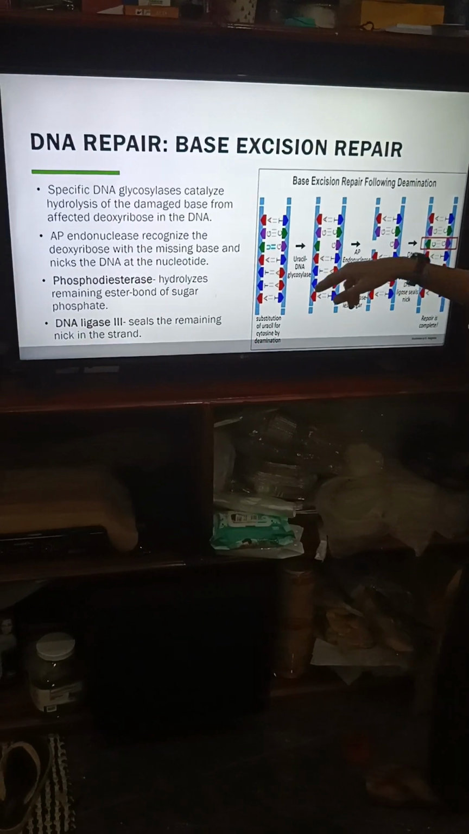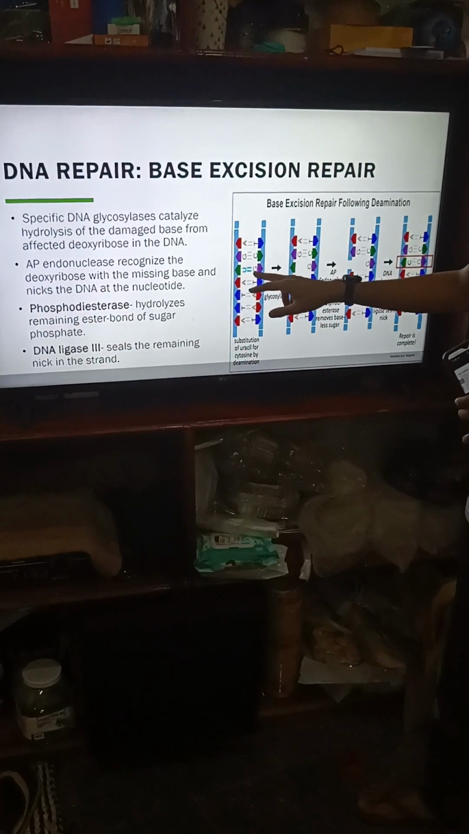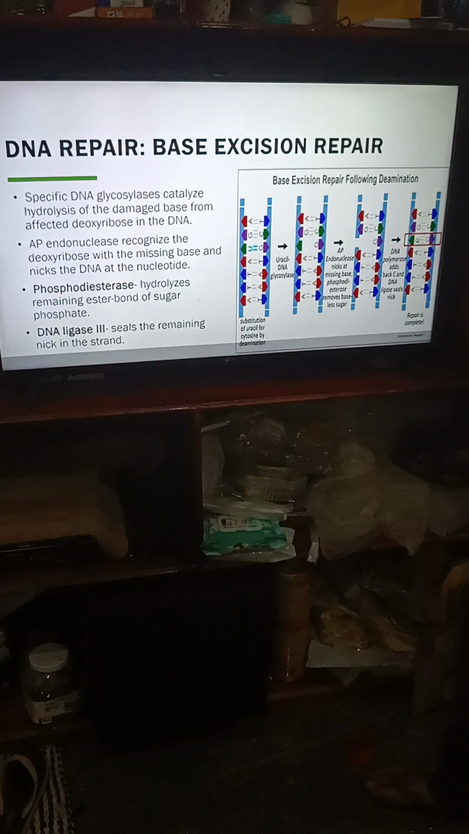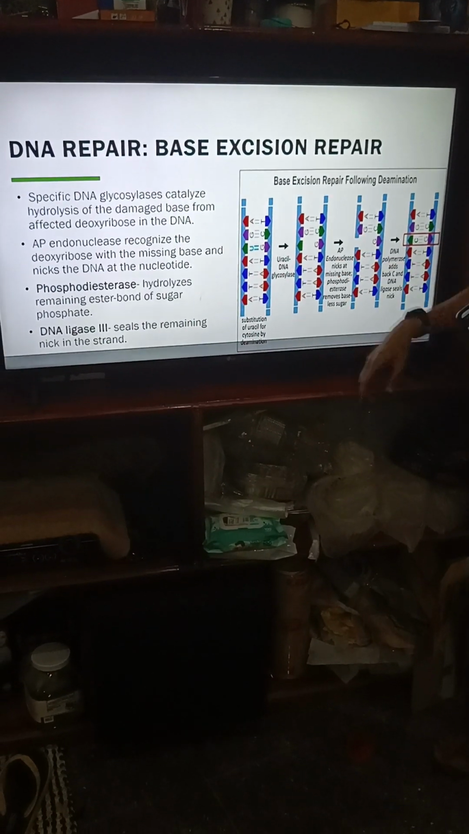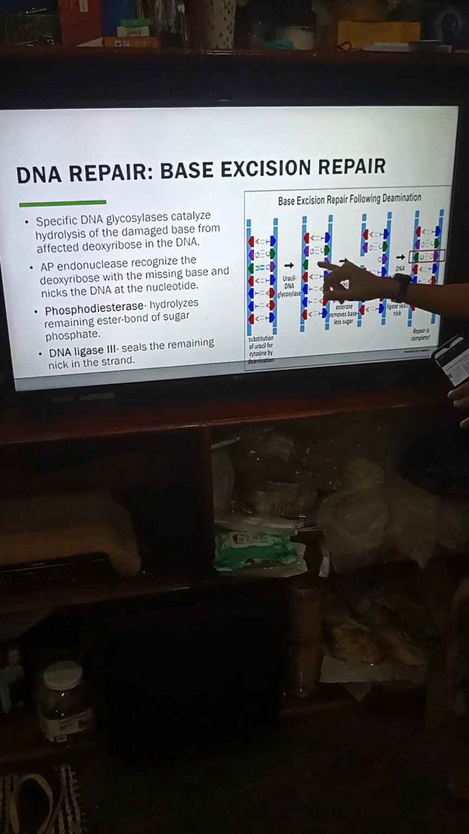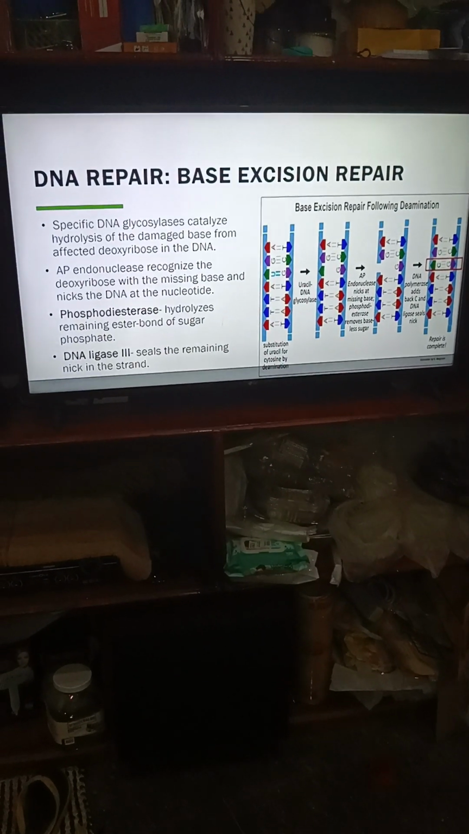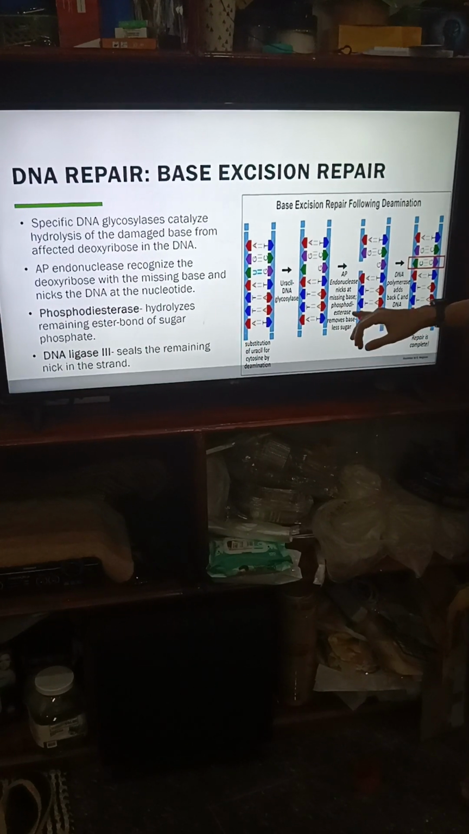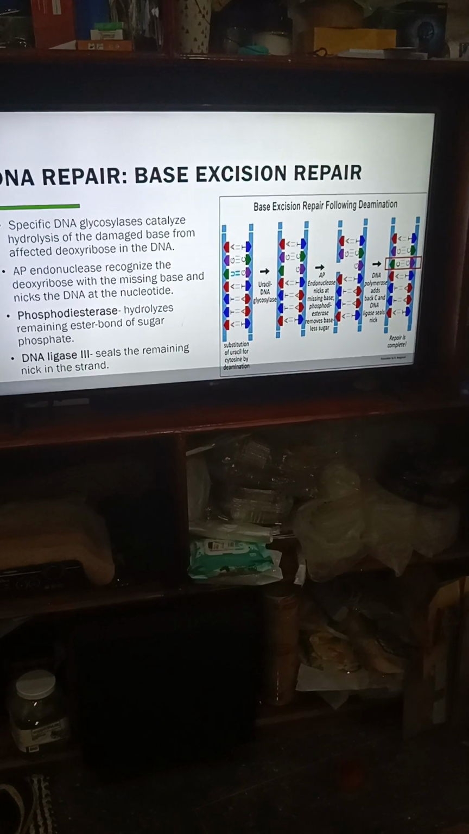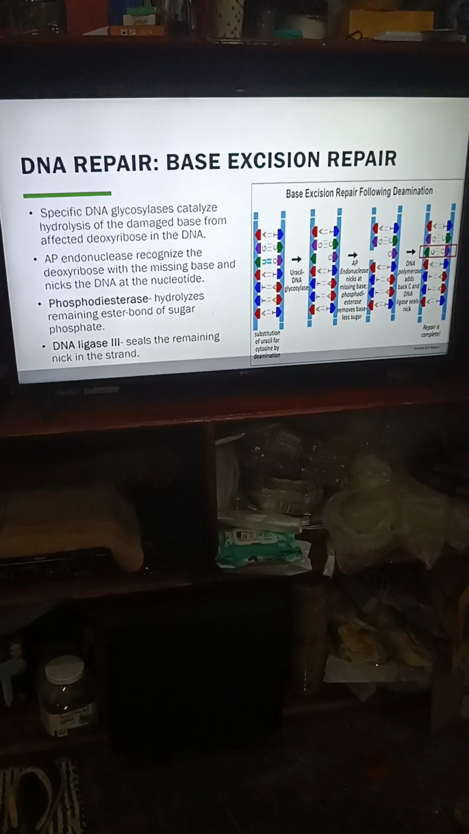So there is a base loss here. Instead of cytosine, there will be a substitution of uracil by deamination, and the uracil DNA glycosylase is responsible for the repair. And the AP endonuclease nicks at the missing base, where phosphodiesterase removes the baseless sugar, and DNA polymerase adds back C, and DNA ligase seals the nick, and the repair is complete.